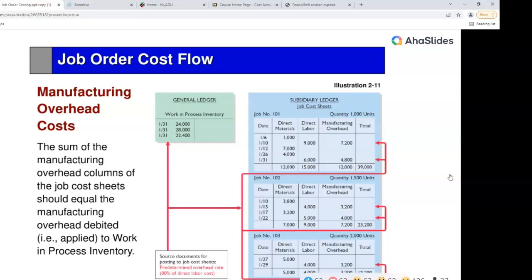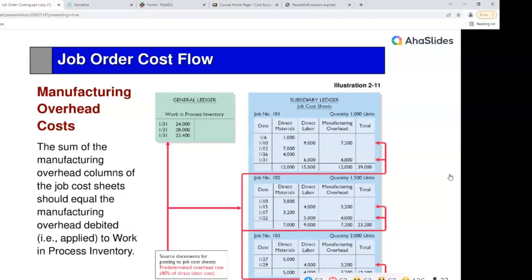Now, job 101 has direct material, direct labor. I now have to assign overhead to it. How am I going to do it? I apply the 80%, 80 cents. So I take the amount of direct labor and I assign 80% of that to manufacturing overhead. So it had that much direct labor cost, it picks up this amount of the overhead. So this is actual, this is an estimate. But nevertheless, I get the total job cost of $39,000. An accurate estimate.